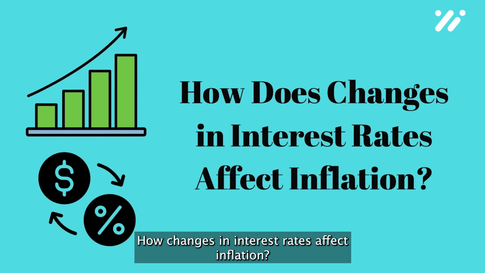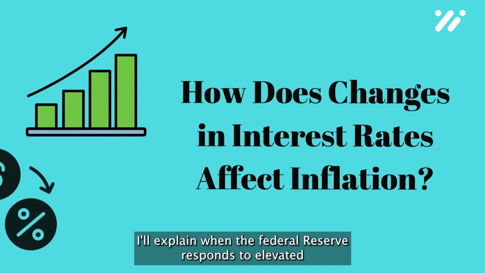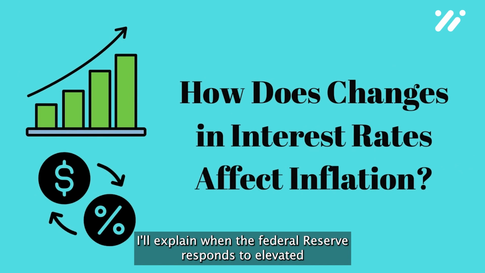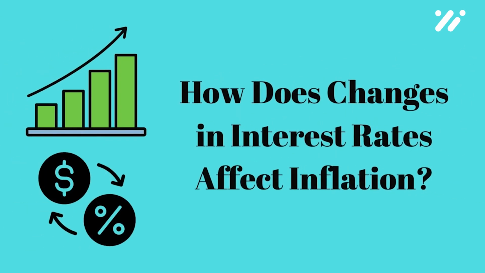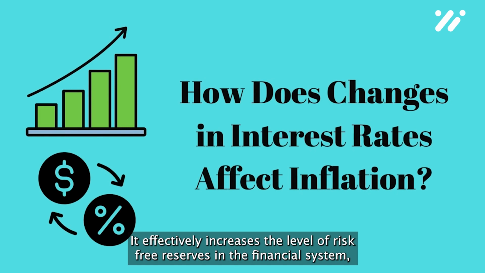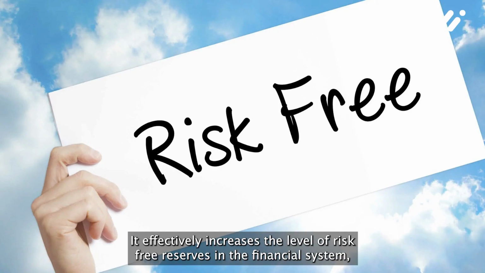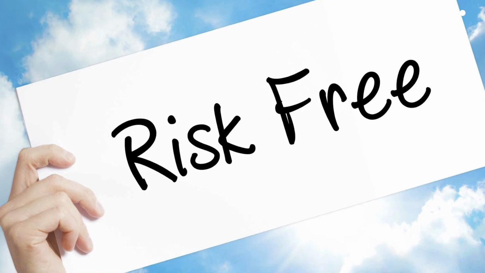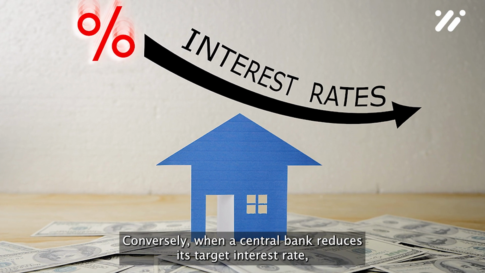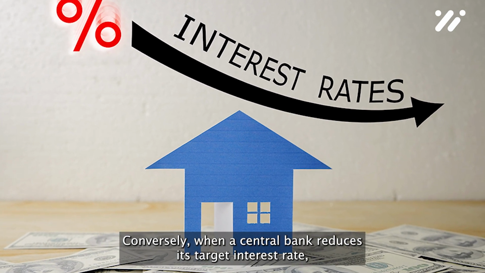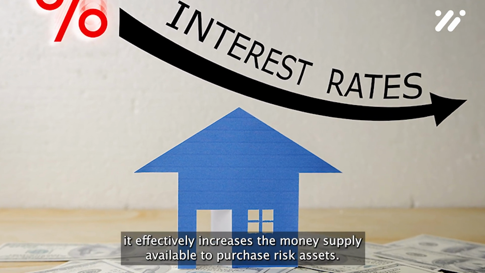Conversely, when inflation is falling and economic growth slowing, central banks may lower interest rates to stimulate the economy. How do changes in interest rates affect inflation? I'll explain. When the Federal Reserve responds to elevated inflation risks by raising its benchmark federal funds rate, it effectively increases the level of risk-free reserves in the financial system, limiting the money supply available for purchases of riskier assets.